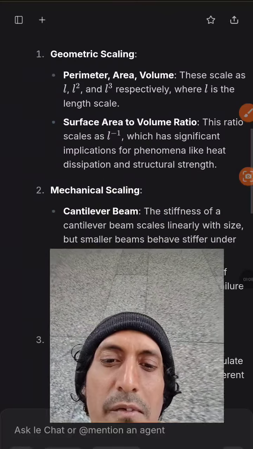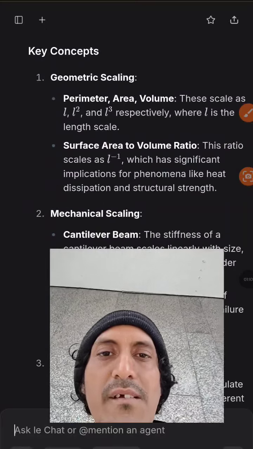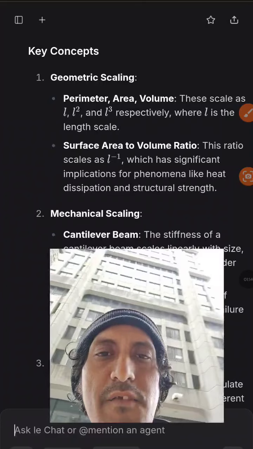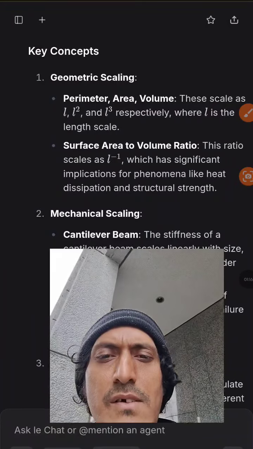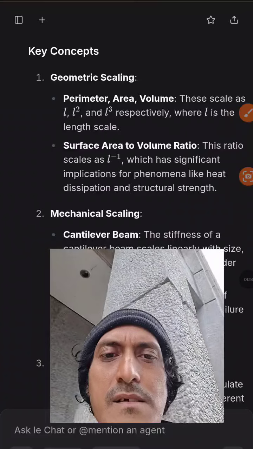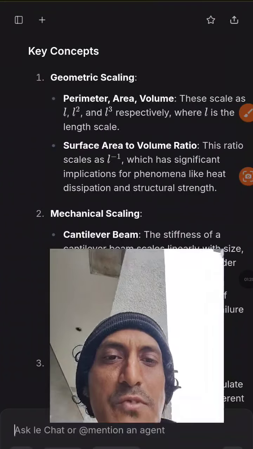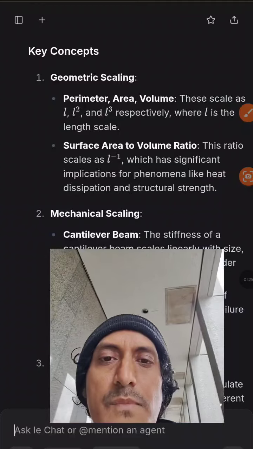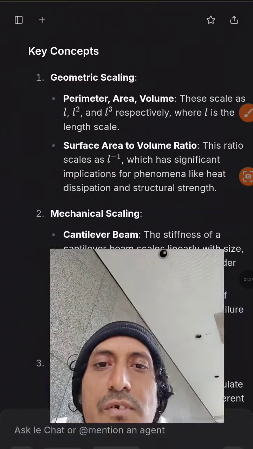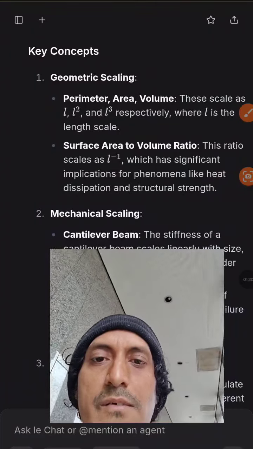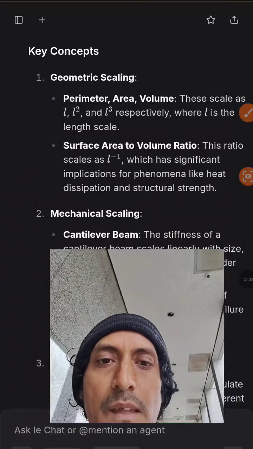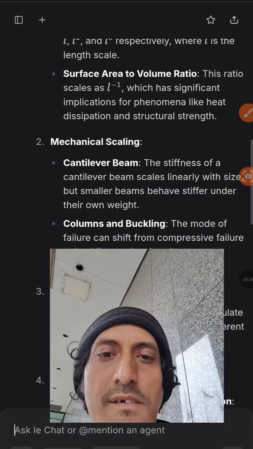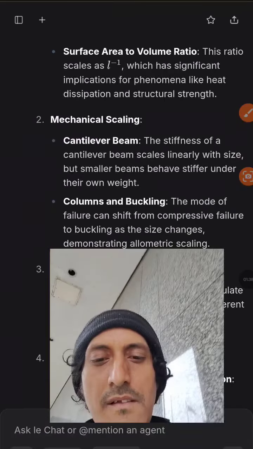So here are the key concepts, as you can see: geometric scaling, perimeter, area, volume. These scale as L, L squared, and L cubed respectively, where L is the length scale. Surface area to volume ratio scales as L inverse, because surface area we know is L squared and volume is L cubed, and dividing gives us L inverse. This has significant implications for phenomena like heat dissipation and structural strength.